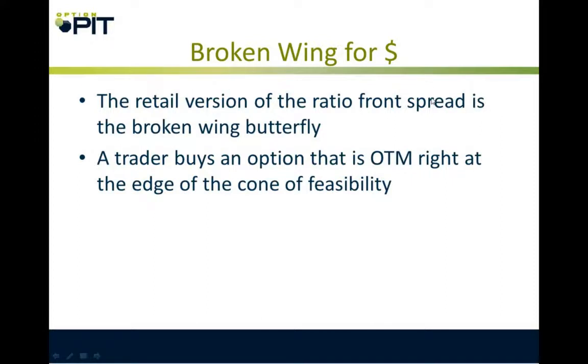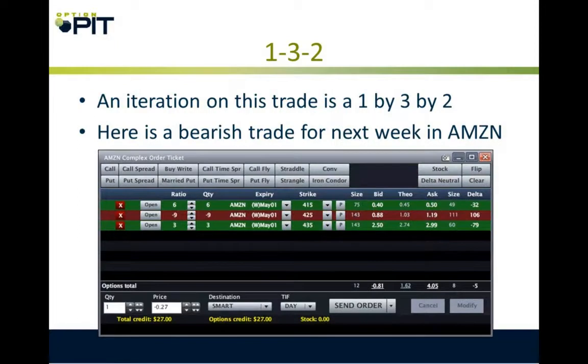All right, so in Apple, a trade I might have done would have been to buy the 135s 100 times and sell 200 of the 140s. And I try and take in a credit. And then I manage the delta. That was kind of my favorite. That's kind of the market maker's favorite trade. So I buy an option that is out of the money, right at the edge of the cone of feasibility, and I sell something further out.